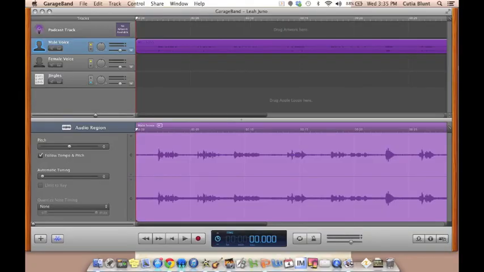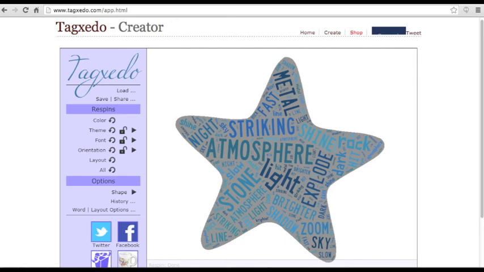After students completed their riddles, they created an audio recording of the clues using Apple's GarageBand. They also used Tagxedo to create a word cloud that included at least 20 keywords about their skylight. I chose Tagxedo over Wordle because of the option to choose the shape of the cloud. I allowed students to choose either the shooting star or the regular star.